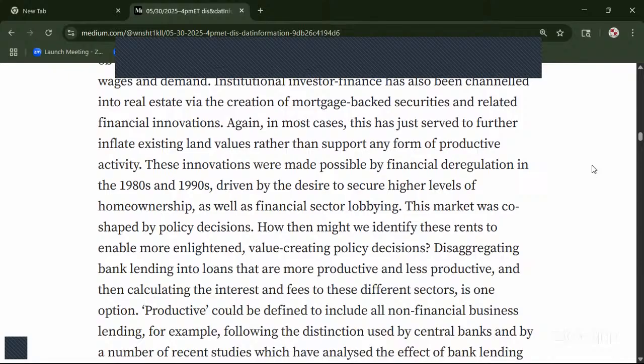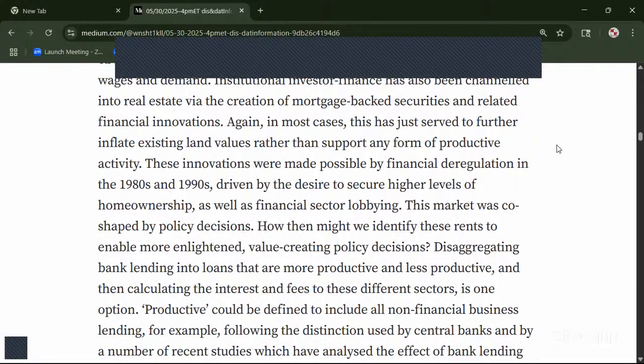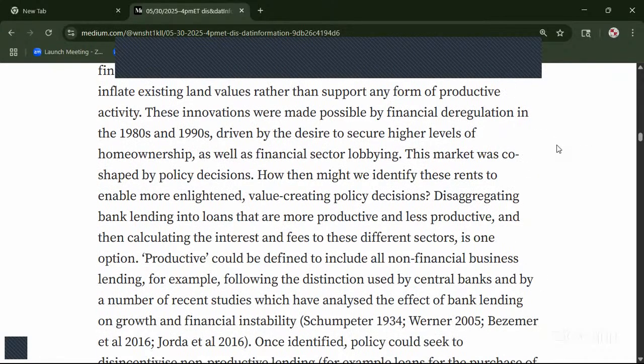How then might we identify these rents to enable more enlightened, value-creating policy decisions? Disaggregating bank lending into loans that are more productive and less productive, and then calculating the interest and fees to these different sectors is one option. Productive could be defined to include all non-financial business lending. For example, following the distinction used by central banks and by a number of recent studies, which have analyzed the effect of bank lending on growth and financial instability.